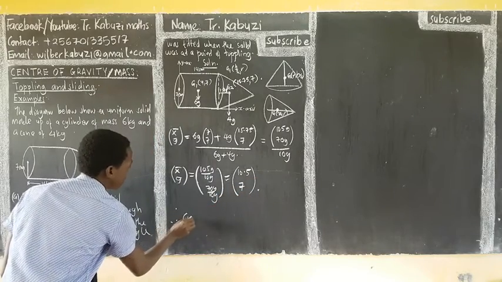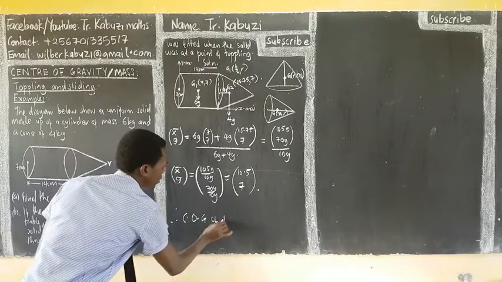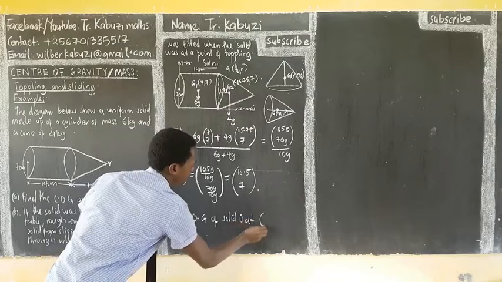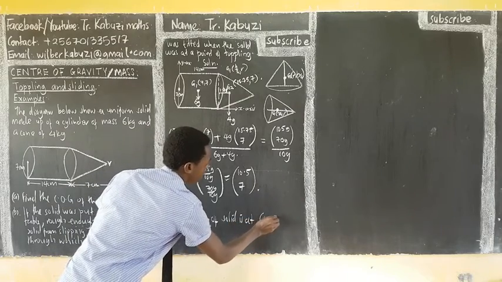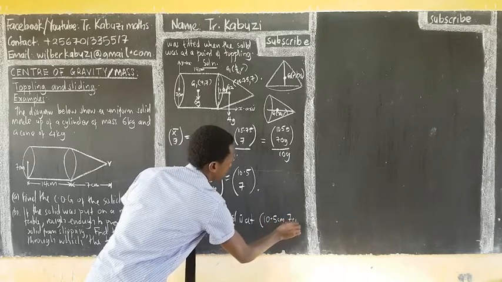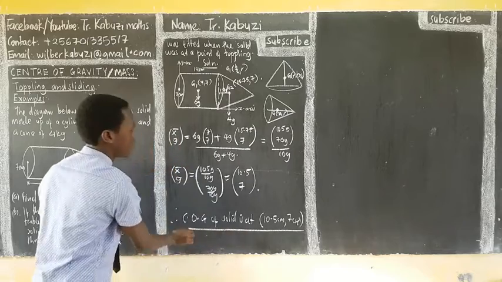Therefore, the center of gravity of the solid is at 10.5 centimeters, 7 centimeters. So this is the idea. That's where the center of gravity is.